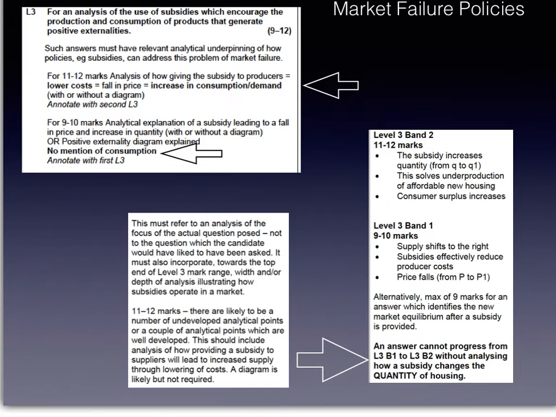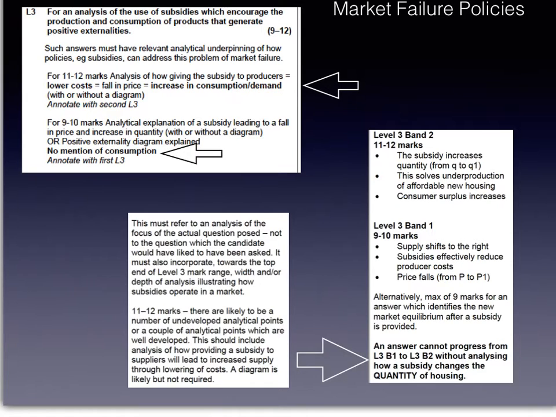This one was talking about the use of a subsidy, okay, to encourage production and consumption of these positive externalities, and this is key here. If you look at this one first, they're saying that you have to analyse giving the subsidy to producers will lead to lower costs, shifting the supply curve, falling price, and that will then lead to an increase in consumption or demand.